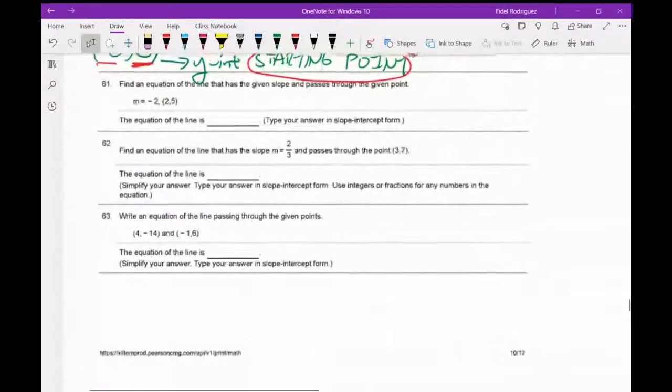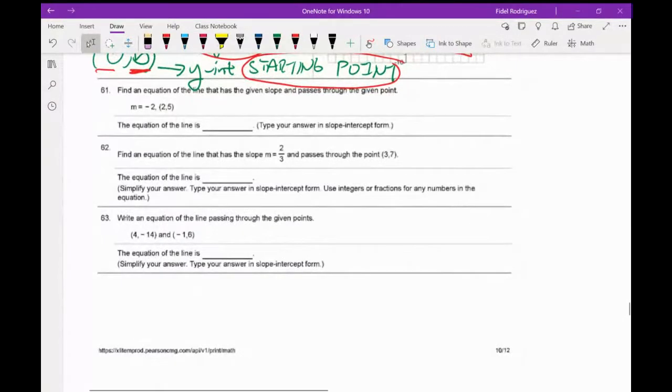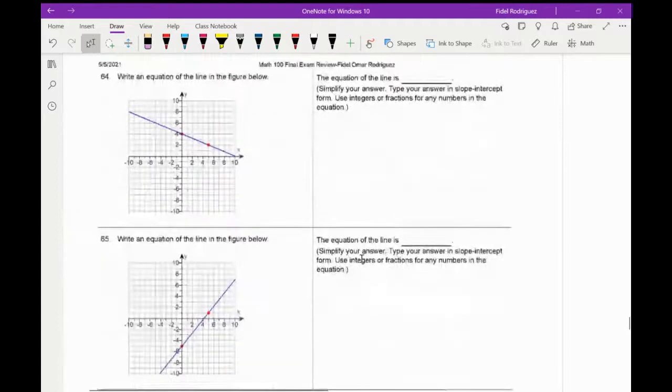Tell you what, we'll do this. Anyone have any questions about 61, 62, or 63? Now, these are asking me to find an actual equation of a line. So if y'all have questions on these, I'm definitely happy to go through them. Anything? Good so far. Okay, let me keep scrolling.